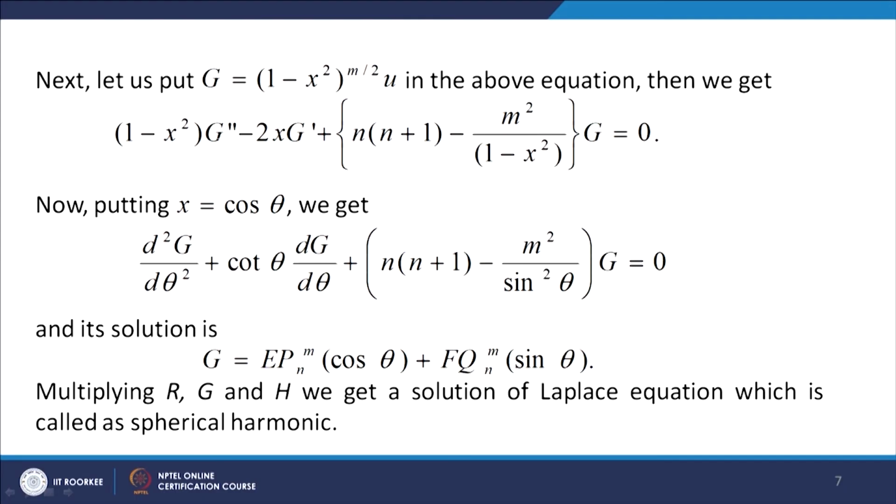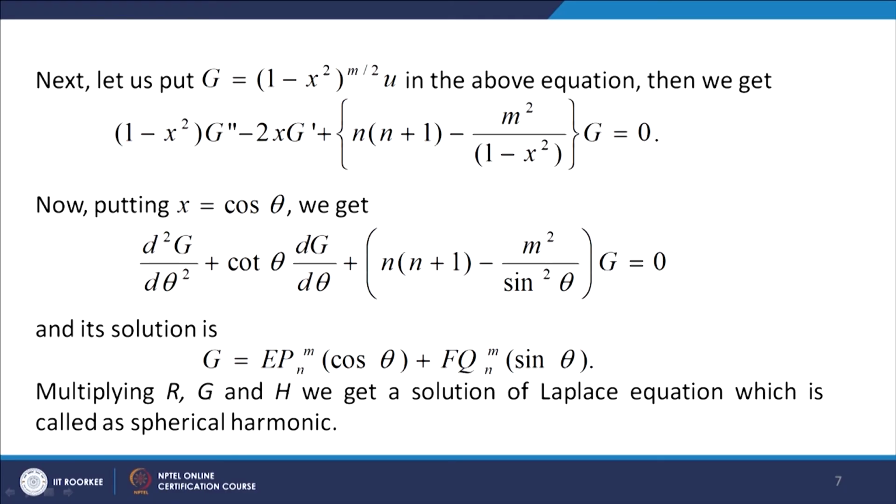So, we change the independent variable from x to theta here, and when you change the independent variable from x to theta, you can verify what we get is d square g over d theta square plus cot theta into dg by d theta plus n into n plus 1 minus m square over sin square theta into g equal to 0. And its solution now is, this is now associated Legendre's equation. Its solution is g equal to e P n m cos theta plus f Q n m sin theta.